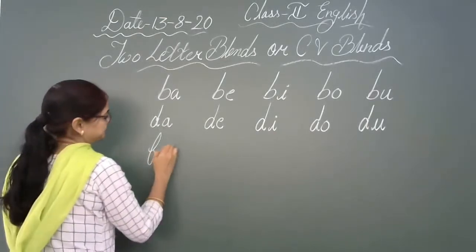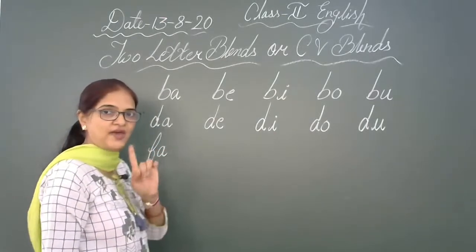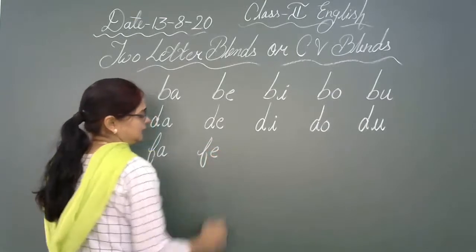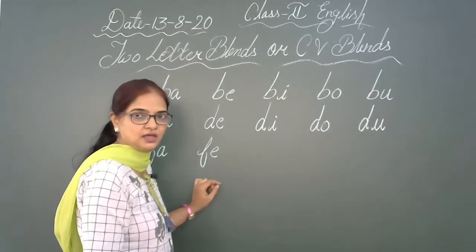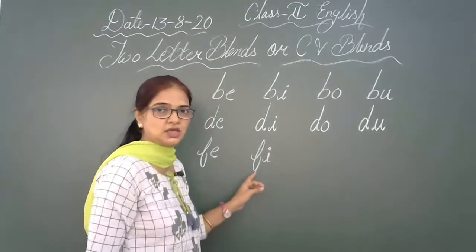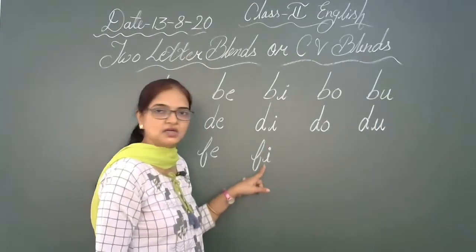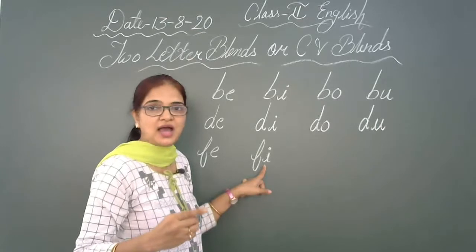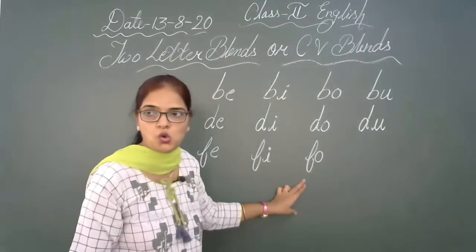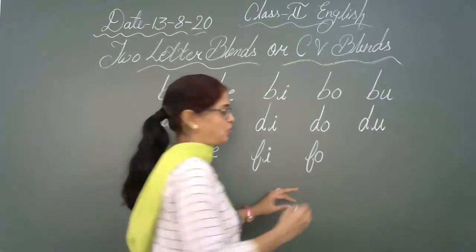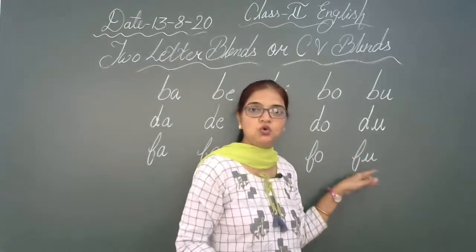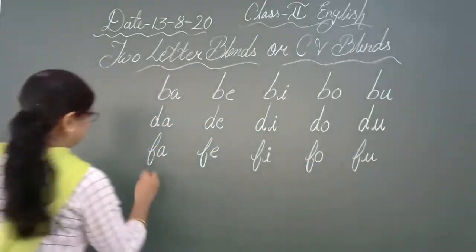Consonant is F. F, A, F. F, E, F. F, E, sound of I is E. F, I, F. Next, F, O, F. F, U, F. Okay, now let's move to next one.